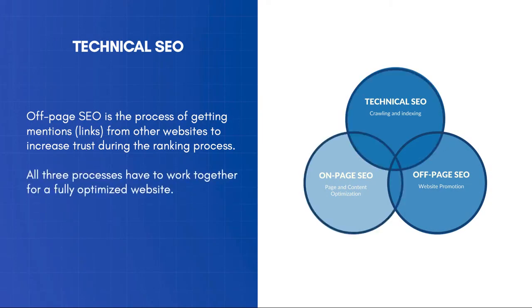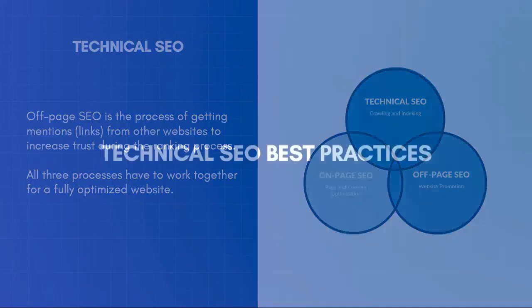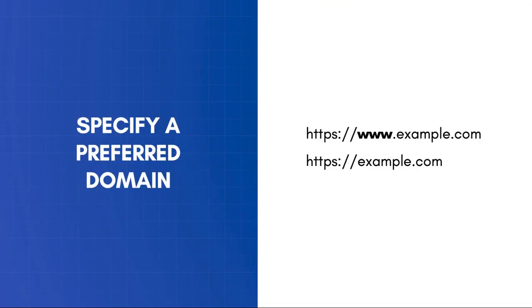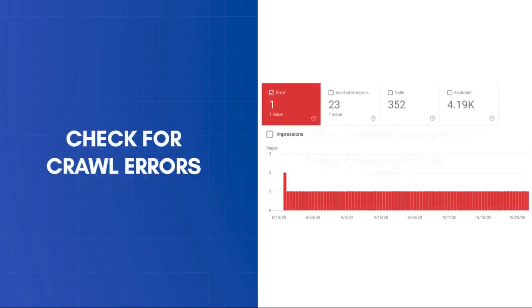The most important technical SEO tasks to perform are: specify your preferred domain. You need to decide whether you want to include www within your domain or not, and communicate this to search engines. For users, it makes no real difference, but it can confuse crawlers if your website is not configured correctly. You need to check for crawl errors. As part of the technical SEO audit, you need to register your website with Google Search Console and Bing Webmaster Tools and fix any reported issues.